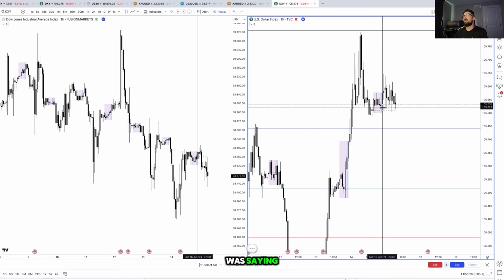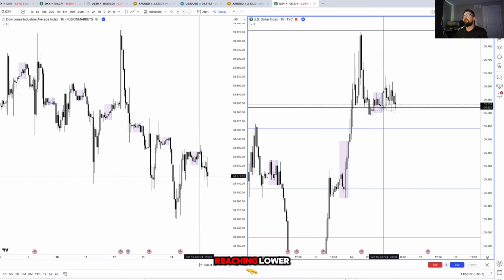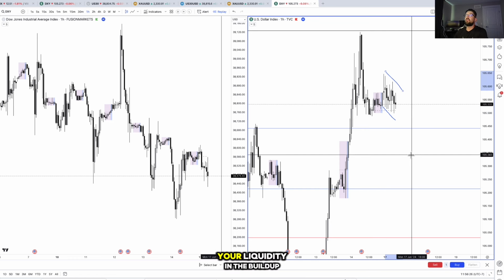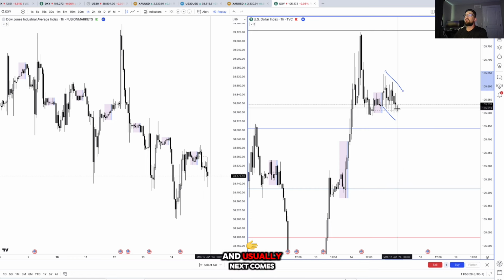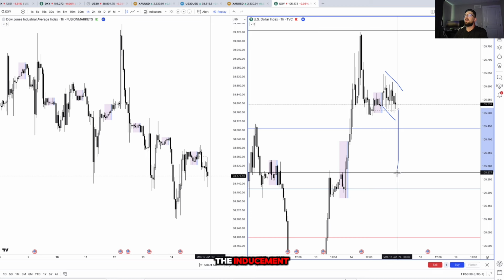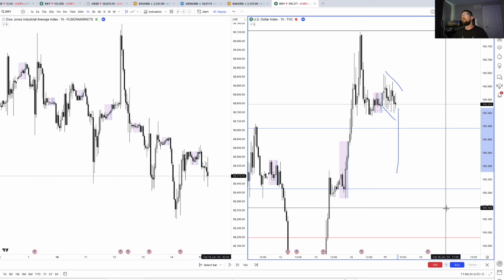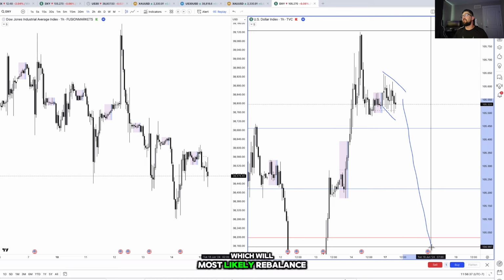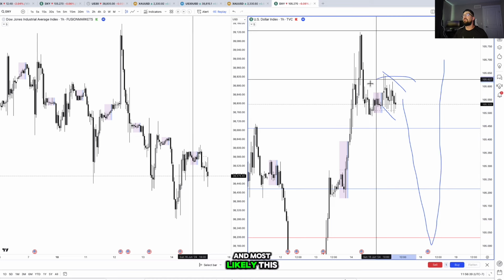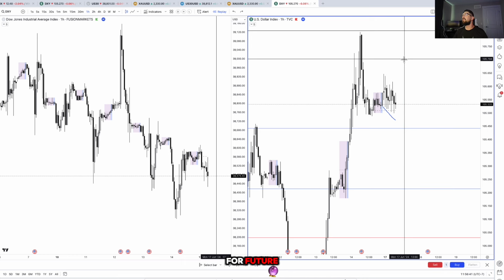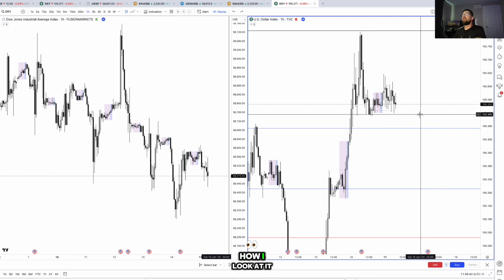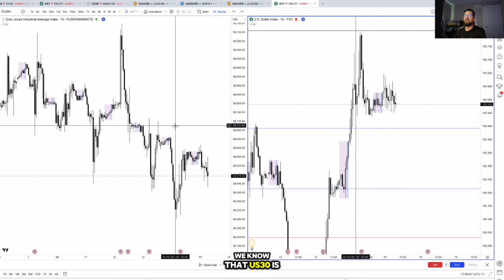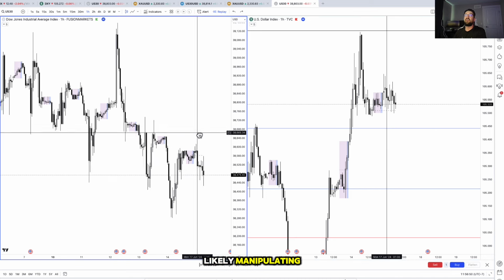Back to what I was saying. These wicks are continuously reaching lower, and you kind of create this channel. This channel is your liquidity in the buildup, and usually next comes the inducement. It'll be a short-term inducement, which will most likely rebalance, and most likely this is pre-built liquidity for future. So that's kind of how I look at it. So just by looking at this, we know that US30 is likely manipulating.